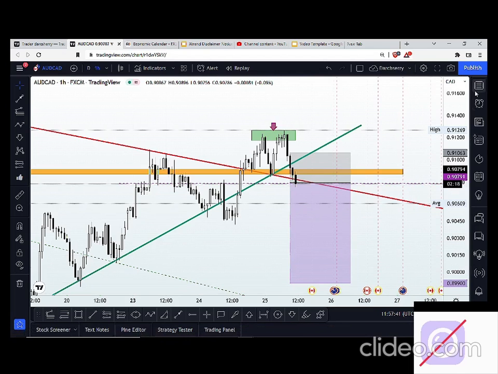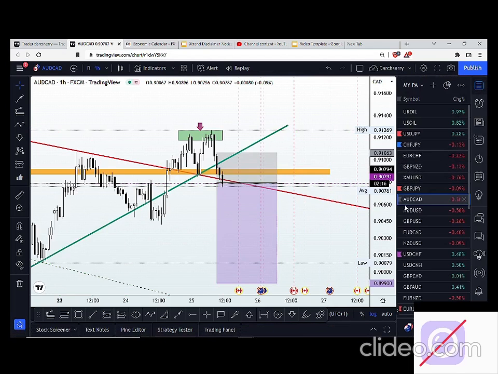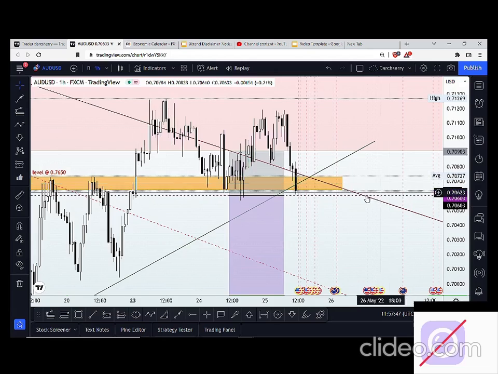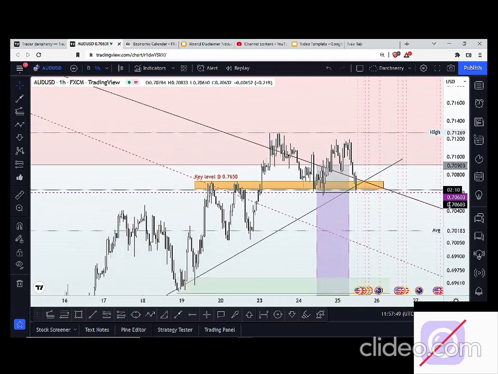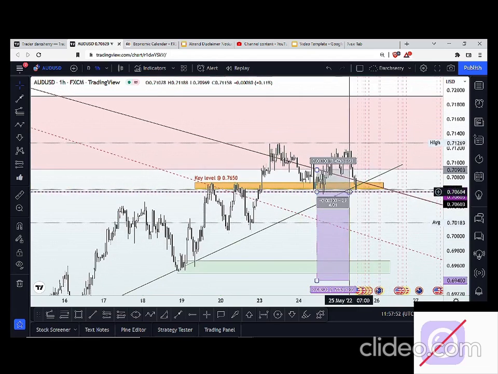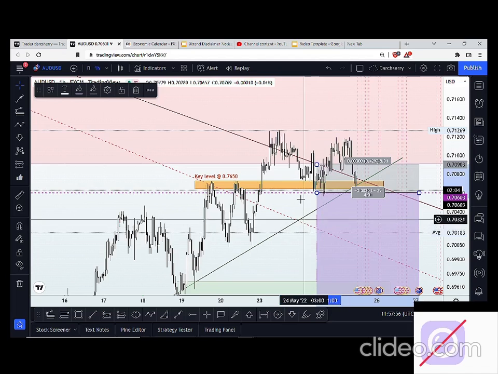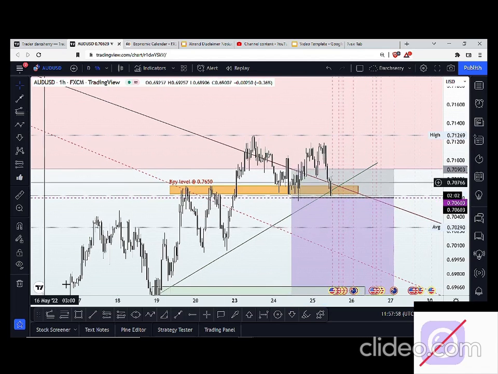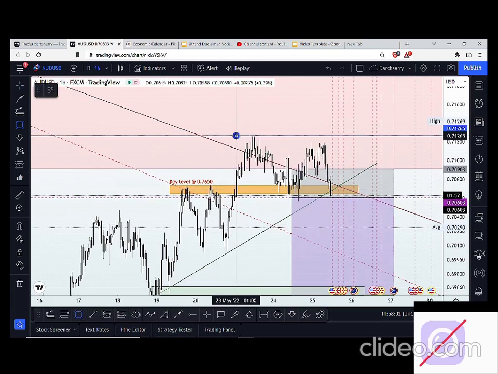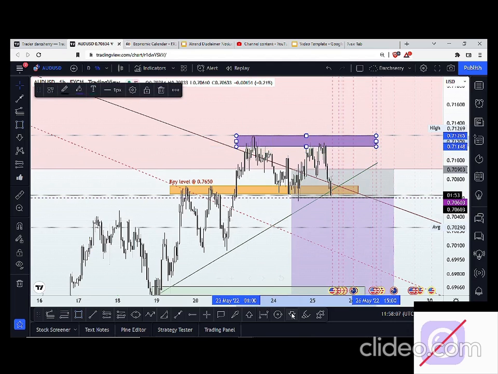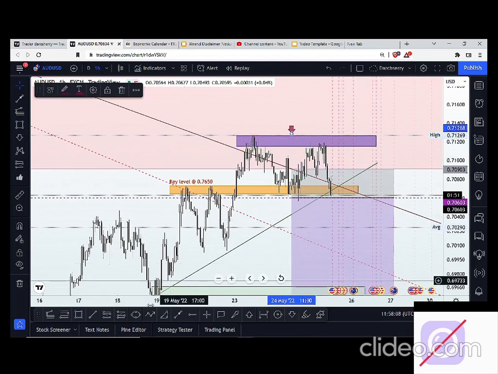And then let's move on to AUD USD, the Aussie dollar. We've been expecting price to move below our key level at 0.7650 since yesterday, which has not happened. Though we have this reversal pattern identified here also on the daily time frame on the AUD USD, as you can see, we have a double top structure at this point.